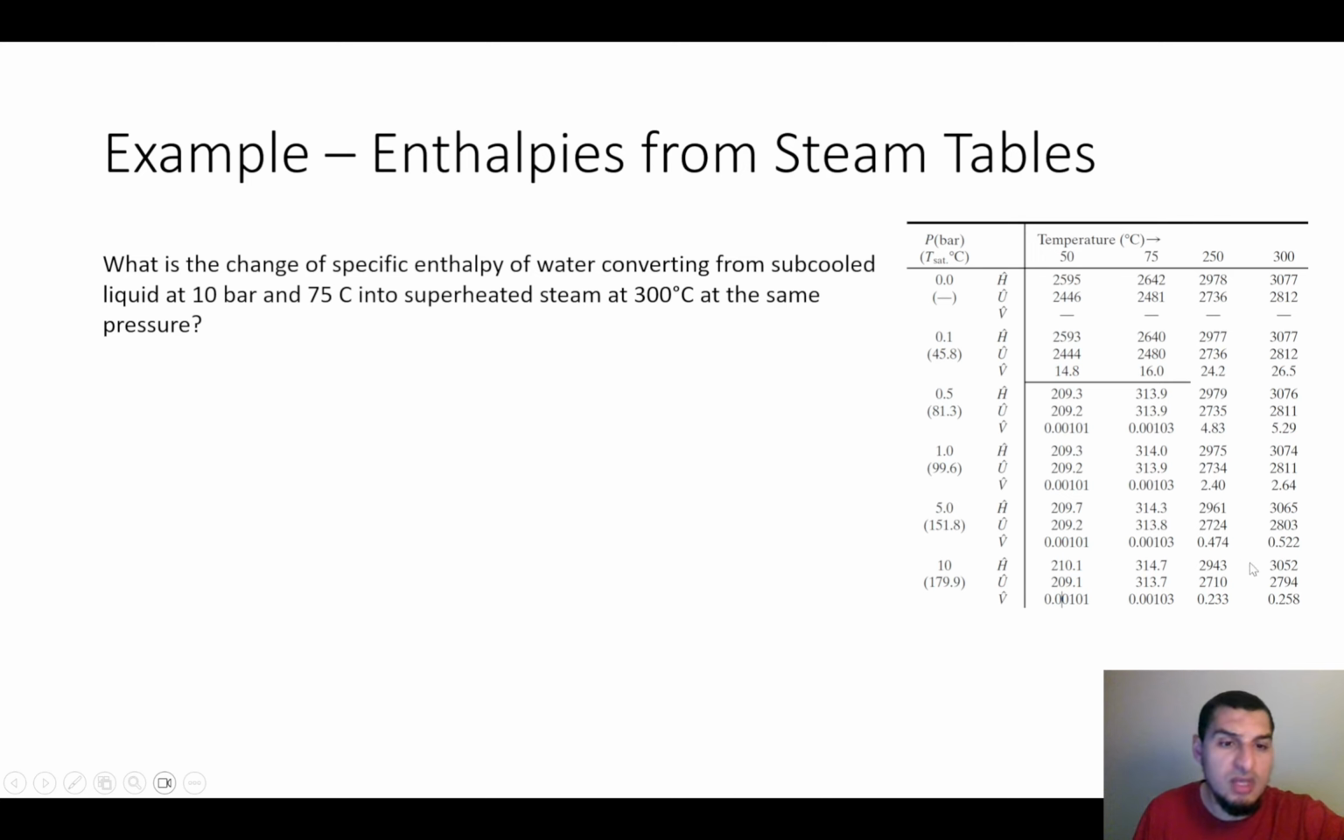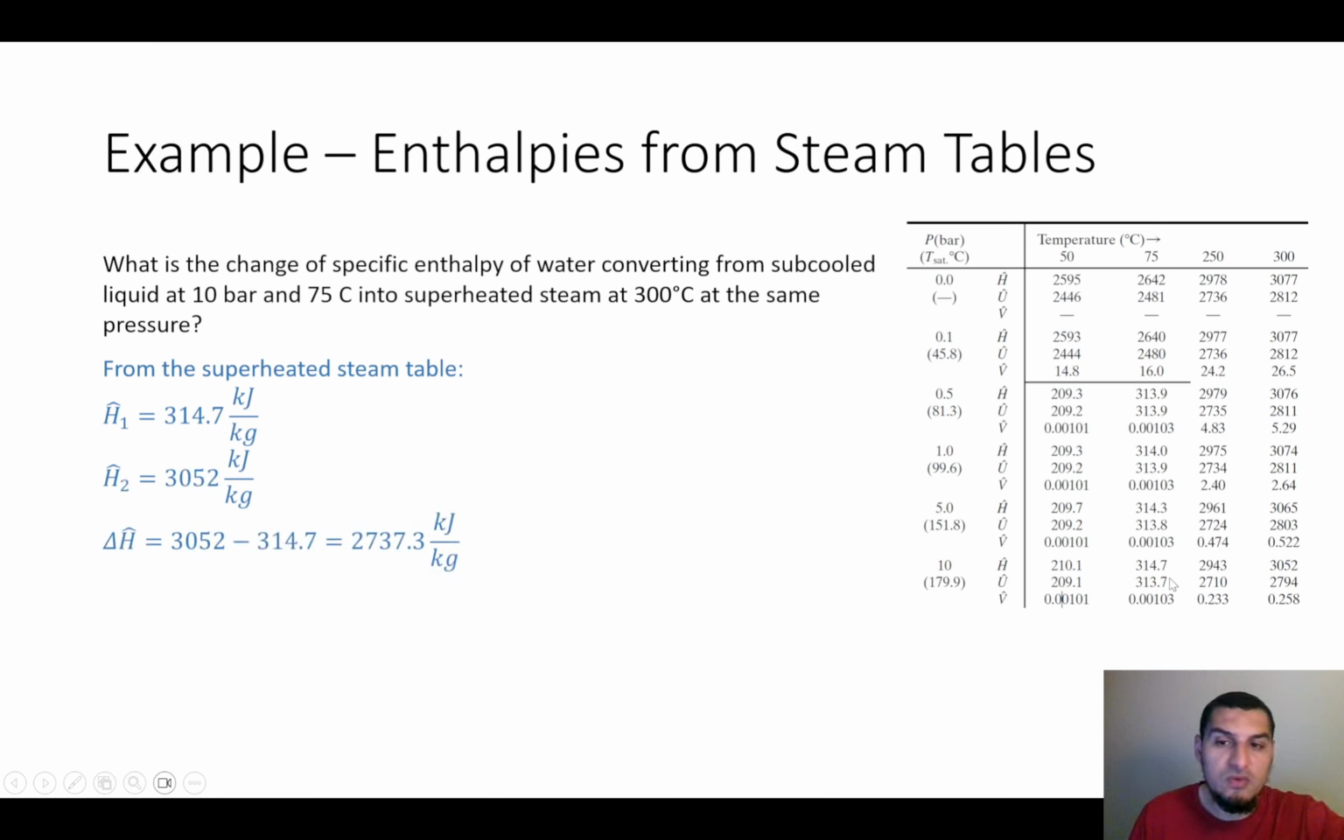So we will go to the table. I just cropped the parts of interest. So this is 50 bars, this is 75 bars. This is the enthalpy H1, and this is H2, 300 Celsius. So it's as simple as this. You go to the table, pick the numbers, and you find the difference of enthalpies. We did this more than once in the previous chapter, so this is not new.